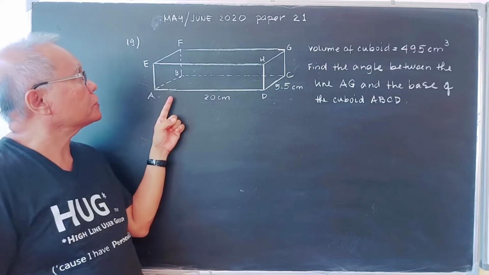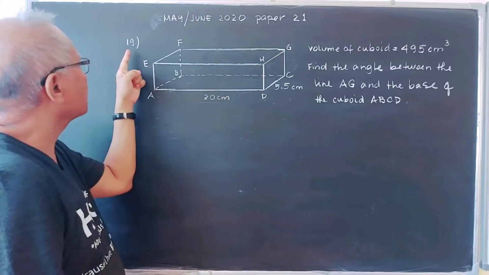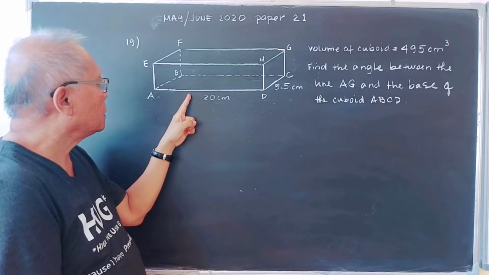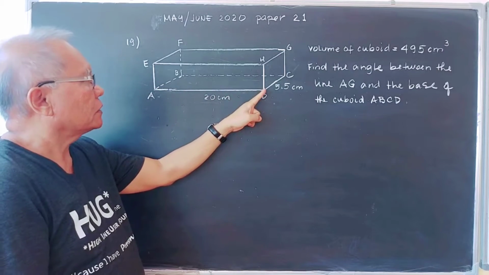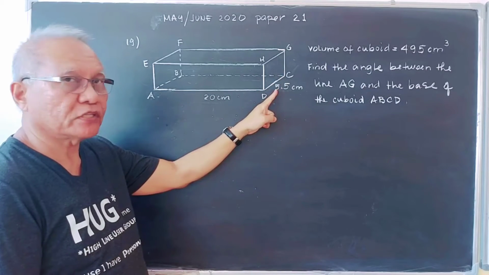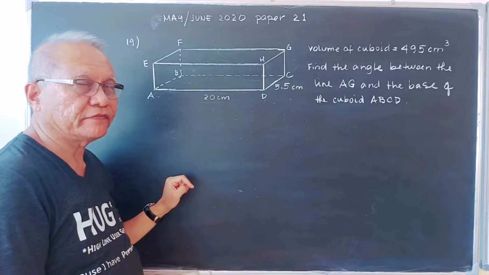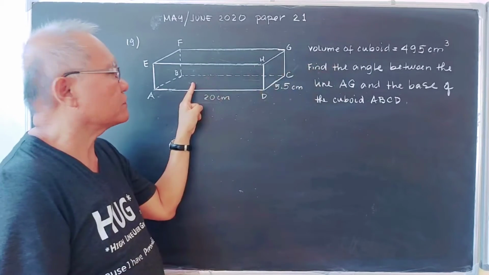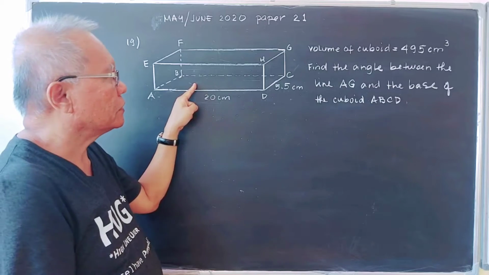IGCSE past papers. We have May, June 2020, paper 21. This is number 19. So we have a cuboid here. The length of our cuboid is 20 centimeters. The width is 5.5 centimeters, but the height is not given. The volume of the cuboid is 495 cubic centimeters.